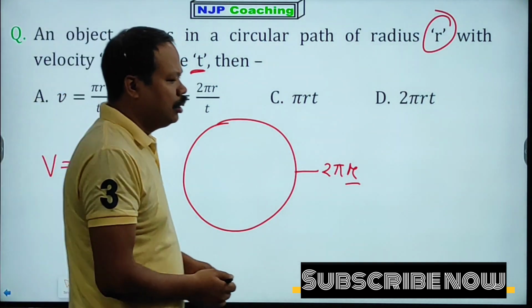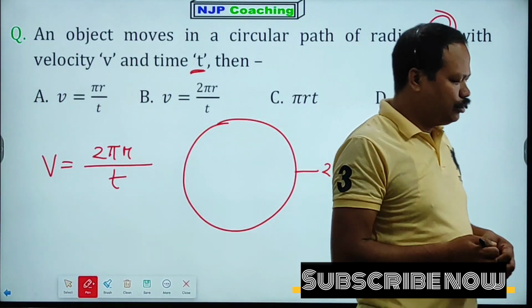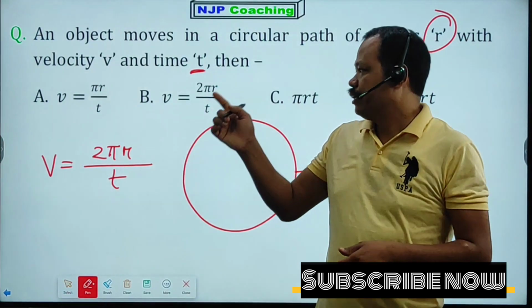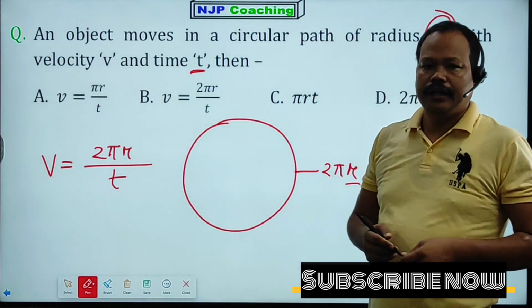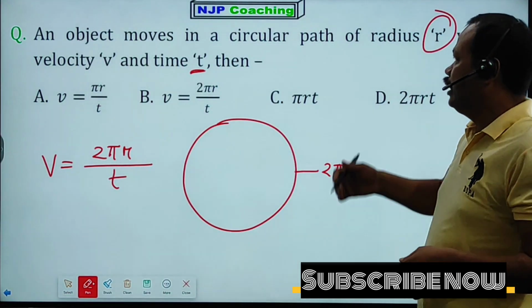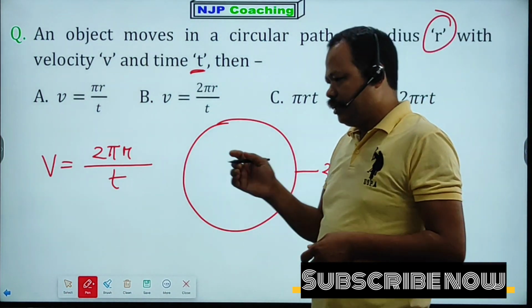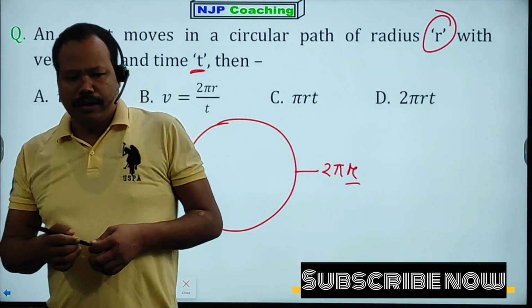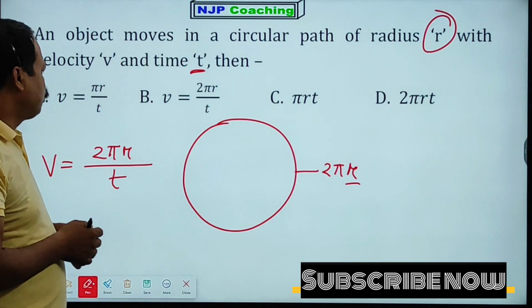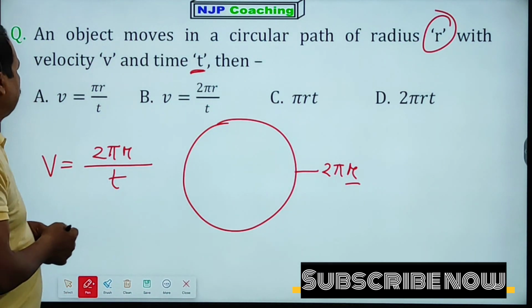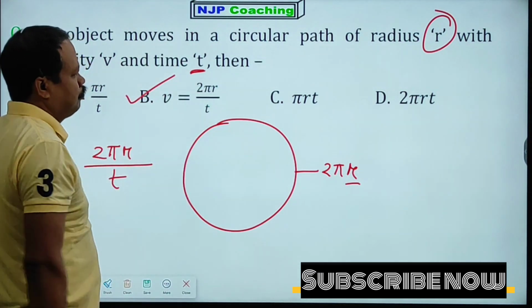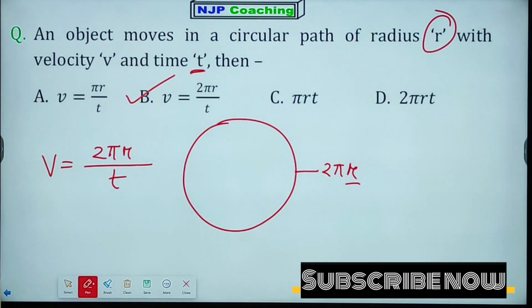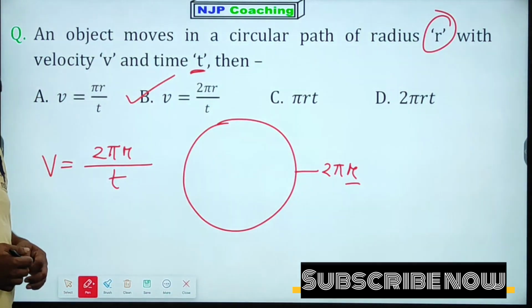So very simple. And this formula is used to calculate the speed or velocity when an object travels in a circular path. Only one formula is used, that is v equal 2 pi r by t. The option is B. Sometimes it is written speed, sometimes velocity also.